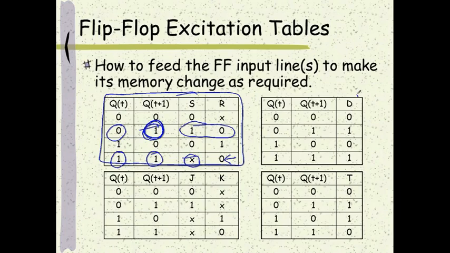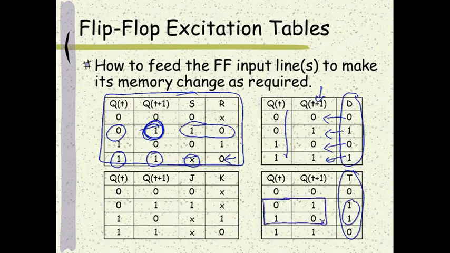And these are the excitation tables for 3 other popular flip-flops. The D flip-flop, where the next content is the same as the data here, regardless of the previous value. And then the toggle flip-flop, where whenever the toggle signal is 1, the flip-flop content will be flipped. Otherwise, it remains the same. And then the JK flip-flop, which is similar to the RS flip-flop.